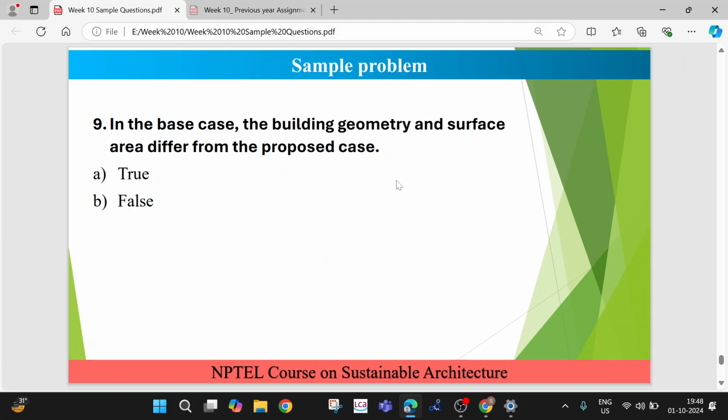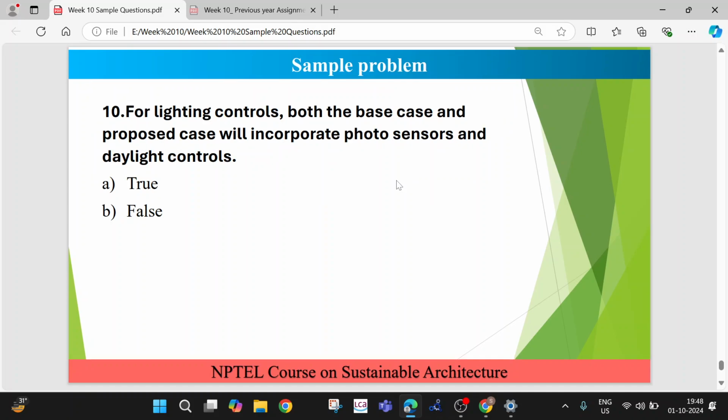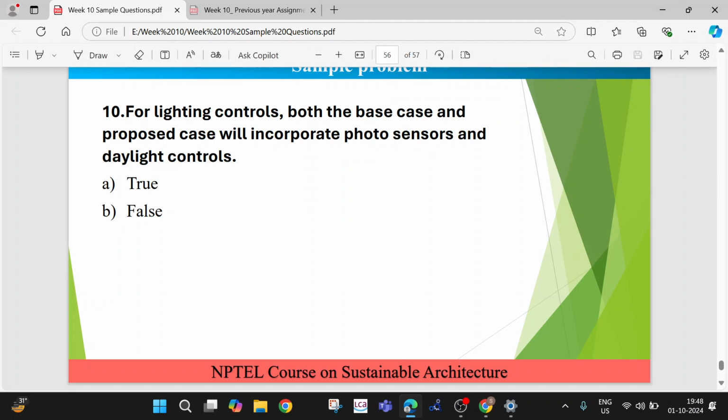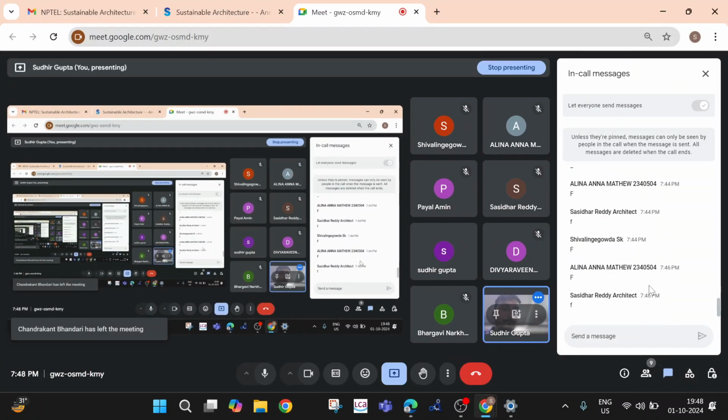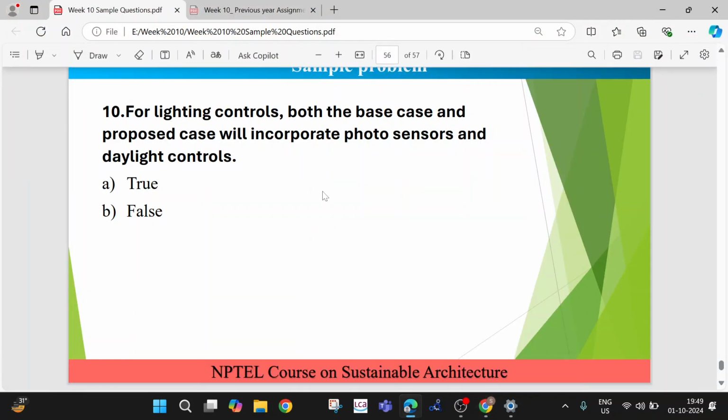Yeah. So here's the last question of the sample paper chapter 5, the 10th question. It is for lighting control: both the base case and the proposed case will incorporate photo sensors and daylight controls. What do you think? Is this true or false? Yeah, this time also all of you are correct.